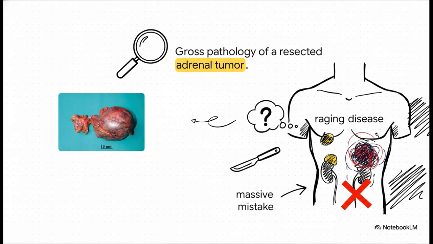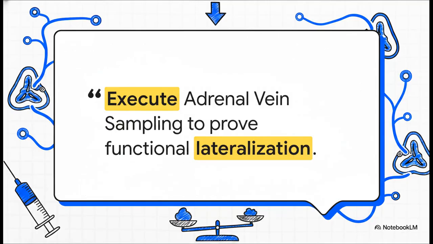Why? Well, because in patients over 35, incidental, non-functioning adrenal adenomas, what we call incidentalomas, are incredibly prevalent. You could easily end up removing a perfectly benign, non-functioning tumor while the actual disease continues to rage in the background. And this brings us to the ultimate medical maxim for primary hyperaldosteronism. Execute adrenal vein sampling to prove functional lateralization. You literally have to go in and physically measure the hormone output from both adrenal veins to prove which gland is actually the one overproducing aldosterone.